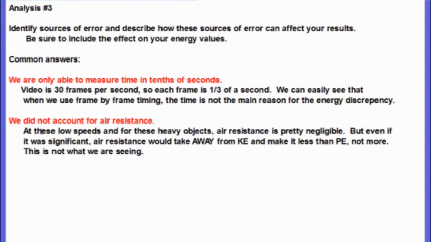First of all, at very low speeds and for very heavy objects, air does not make much of a difference. It's pretty negligible. But what if it was significant? Well, air resistance, we know, takes kinetic energy away from an object and converts that kinetic energy to thermal energy. And that's not what we're seeing here. Put it this way, if there was no air resistance, there would be even more kinetic energy, and it would be an even larger discrepancy where the PE would be far less than the KE. So in other words, the air resistance is not the reason for the discrepancy.